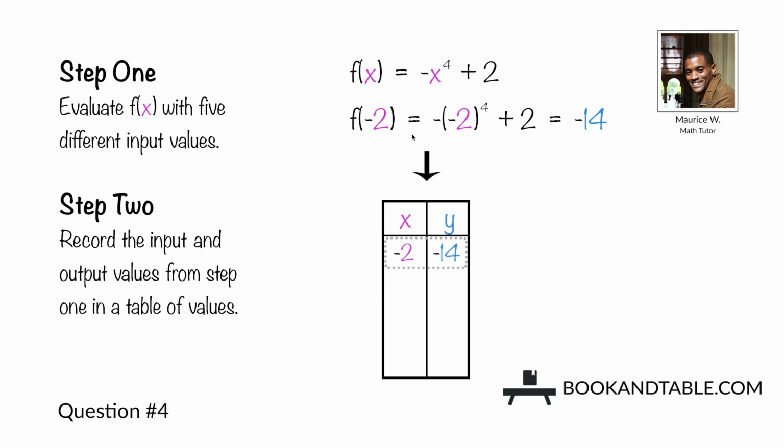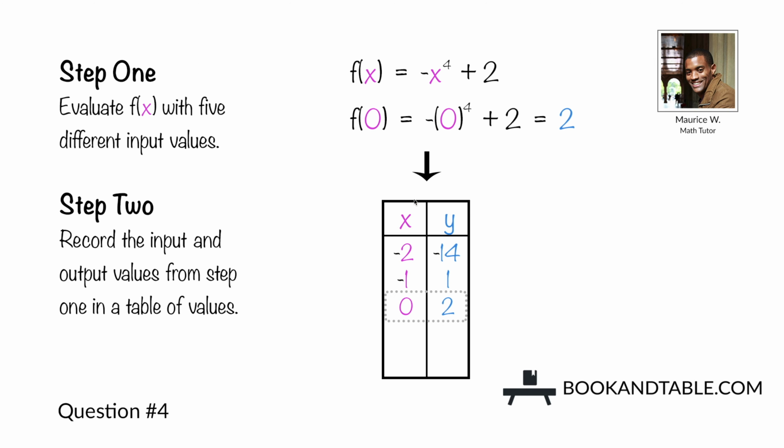f(-2) would be equal to negative 2 to a power of 4, which would be 16, and negative 1 times 16 would give us negative 16 here, and negative 16 plus 2 would be equal to negative 14. So the input is negative 2 and the output is negative 14. f(-1) would give us negative 1 to a power of 4, which would be positive 1, and negative 1 times positive 1 would give us negative 1 here. And negative 1 plus 2 would be equal to positive 1. So the input is negative 1 and the output is positive 1.